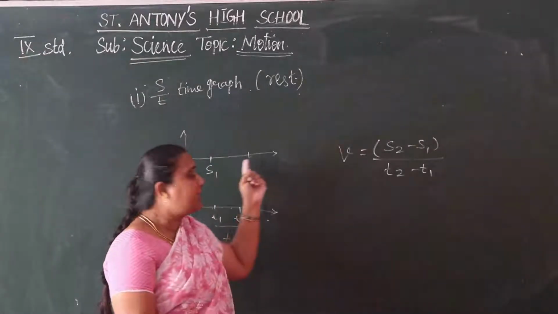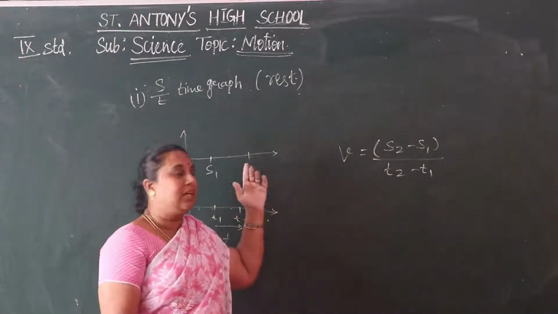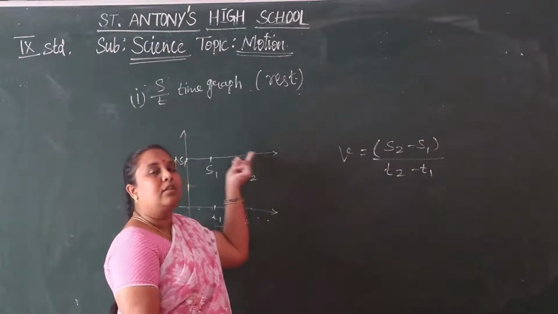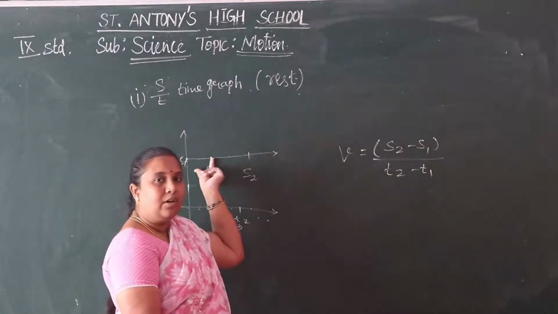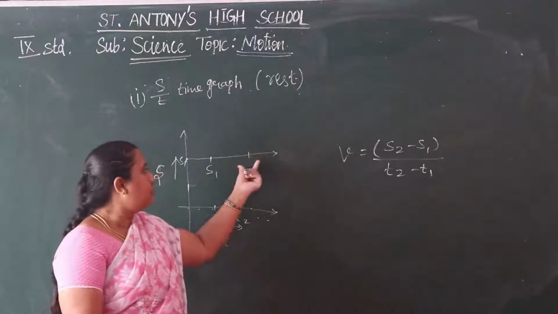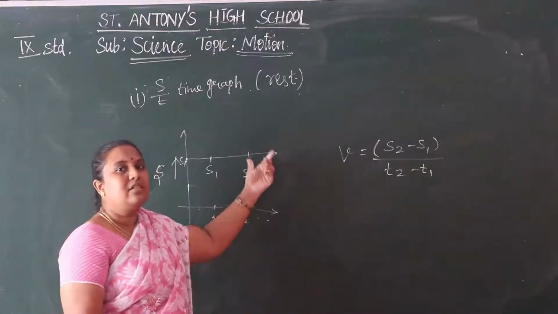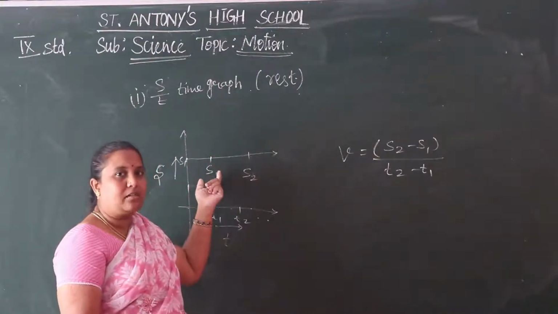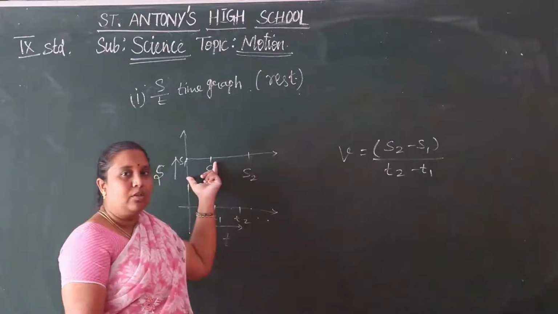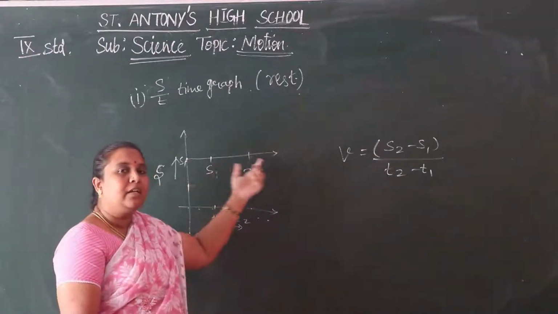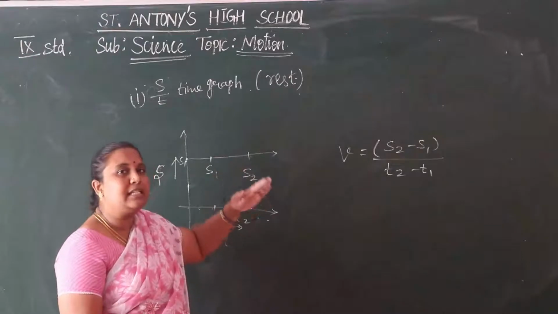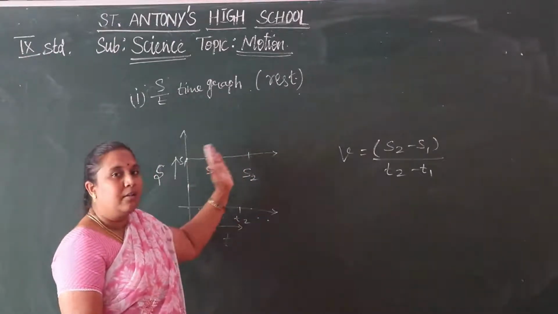So the body is at rest. What is the position here in S2? The same position as in S1 also. Is it right, children? Okay. The position of the body in S2 is the same as the position in S1. So S2 minus S1: the body is in the same condition in both places.